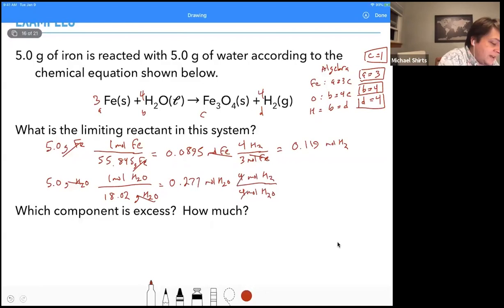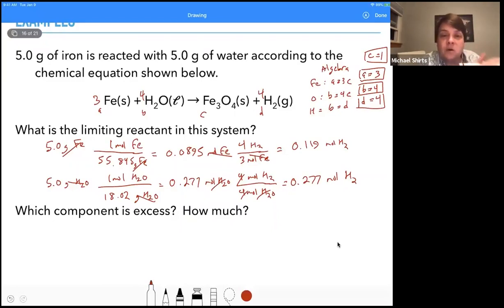And now we see that 4 moles of H2O produce 4 moles of H2, and the 4's cancel. Mole H2O cancels. We get out 0.277 moles of H2. Okay, so now here's where the logic comes in. 5 grams of iron produces 0.119 mole H2. 5 grams of water, if that entirely reacted, would produce 0.277 moles of H2.